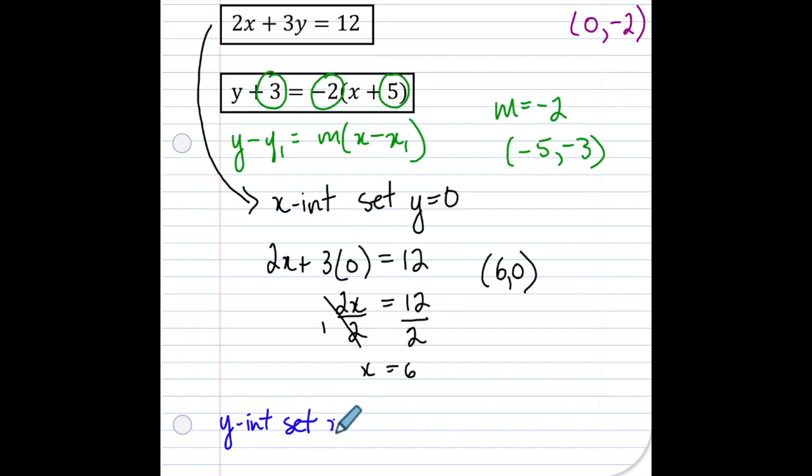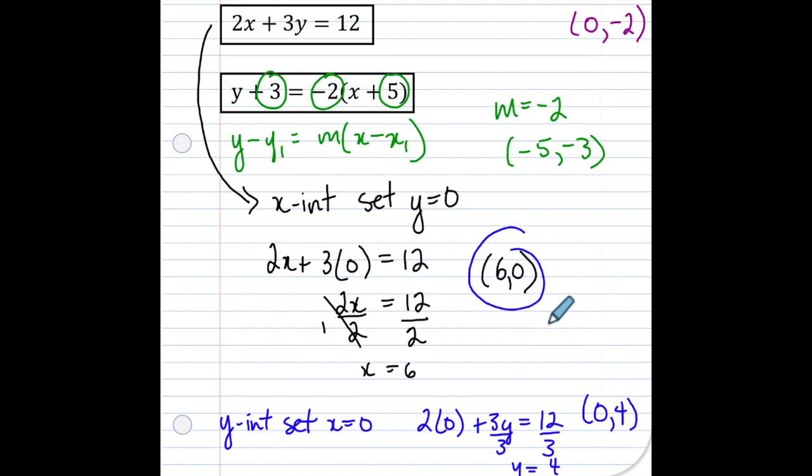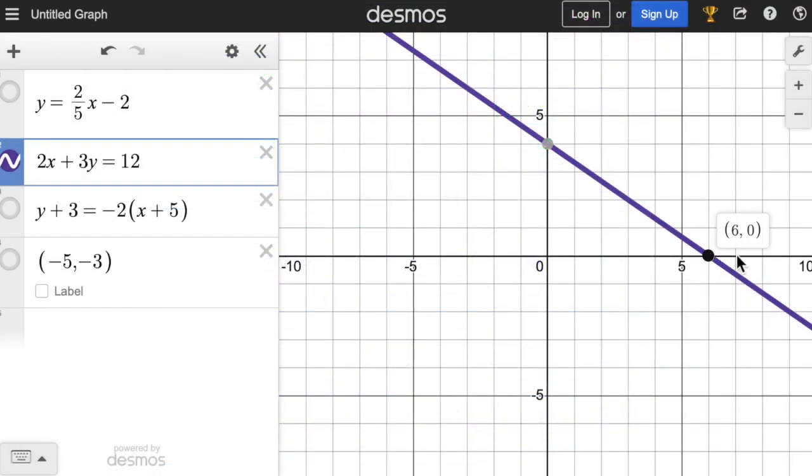set x equal to 0 in that equation. 2(0) plus 3y is equal to 12, and that makes a 0, so divide by 3 both sides. y is equal to 4. The point is (0, 4), and we've got 1 point, another point, and we can plot those points and see what the line looks like. The x-intercept is (6, 0), and the y-intercept is (0, 4).